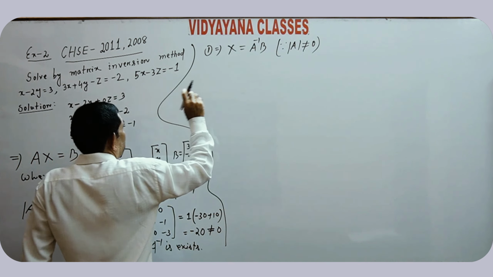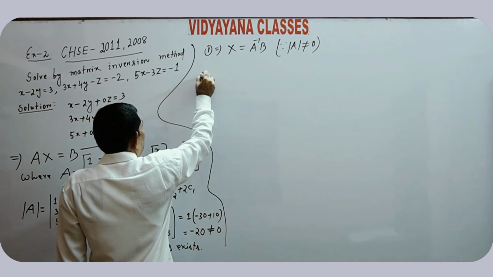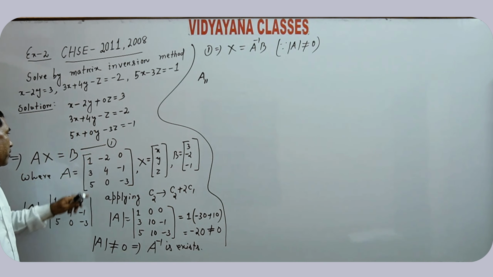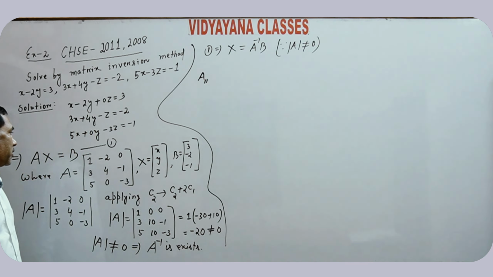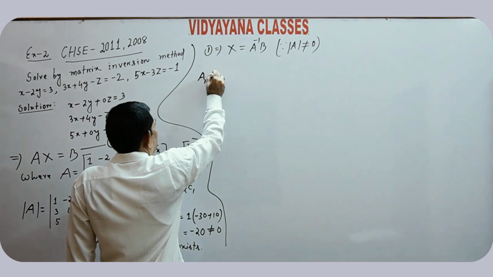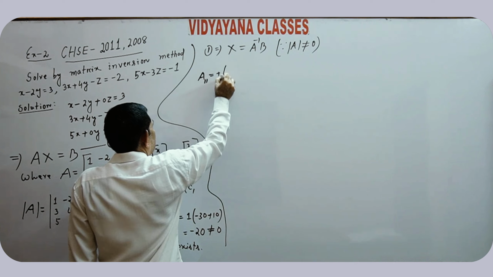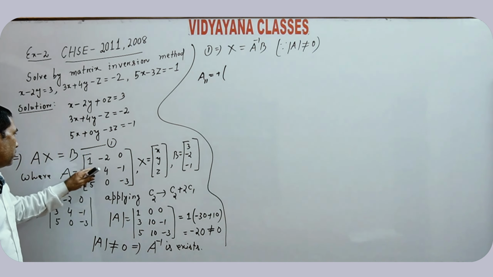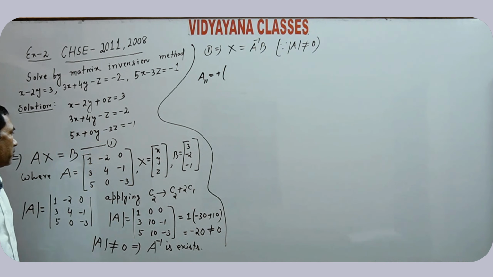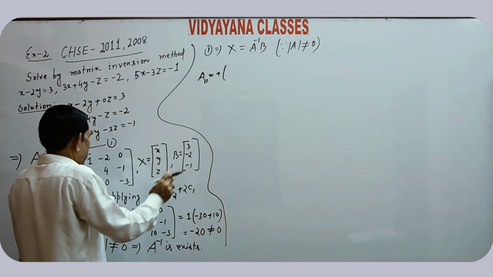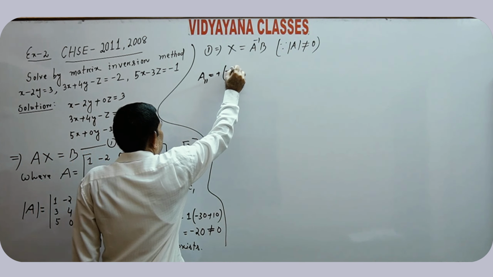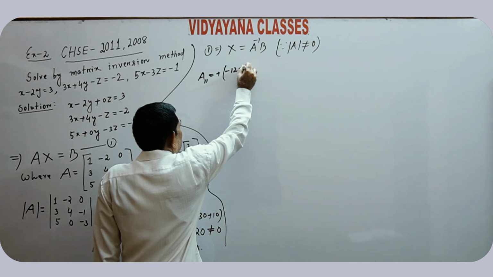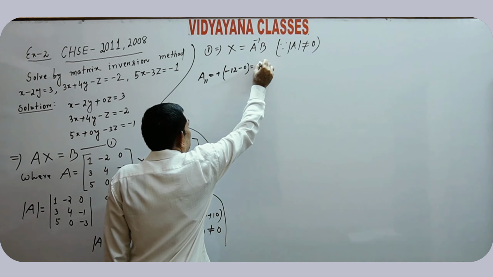Cofactor of the matrix: capital A11 represents the cofactor of the element of first row and first column. Its sign is positive. Determinant obtained deleting first row and first column. It gives minus 12 minus 0, is equal to minus 12.